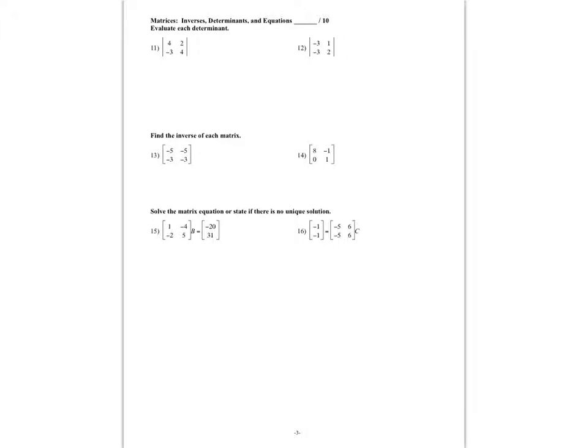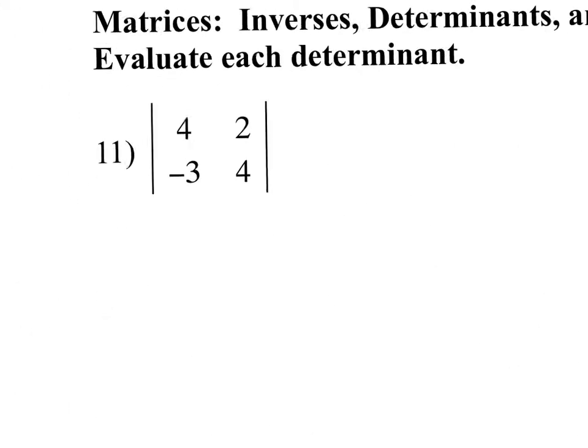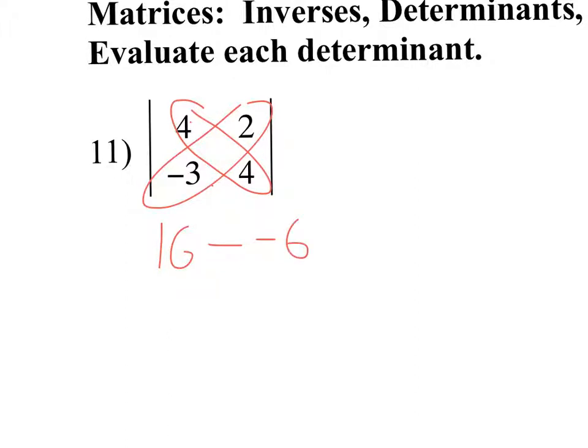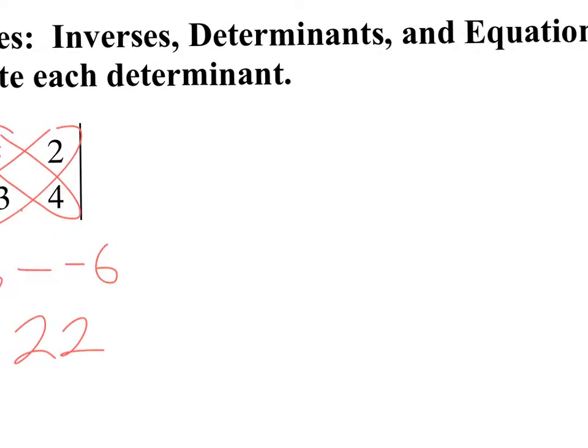Moving on to the world of determinants and inverses. First up, we got some determinants. So if we're looking at a determinant, we're doing the forward diagonal minus the backward diagonal. 4 times 4 is going to be 16, minus negative 3 times 2 is negative 6. So we're looking at 16 minus negative 6 is 22. That's the determinant for number 11.